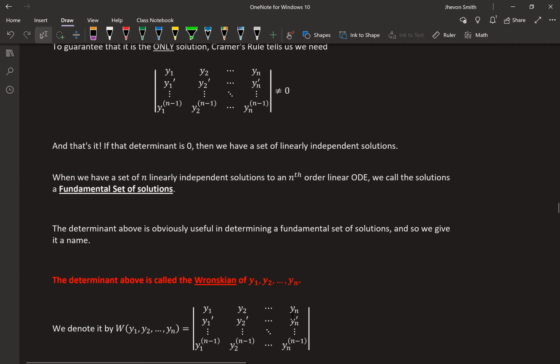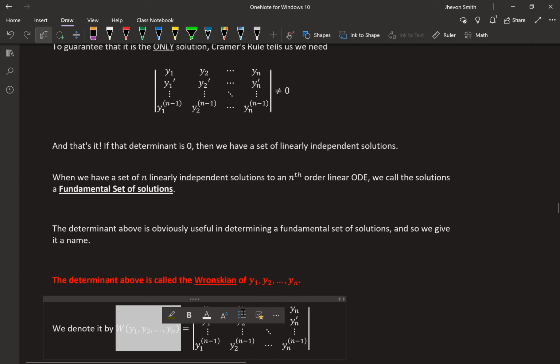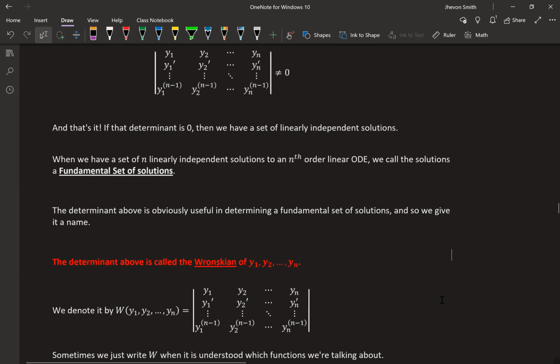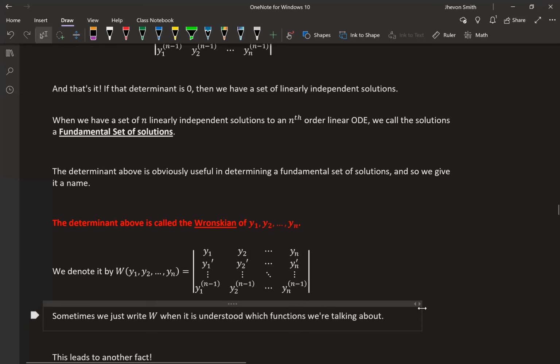The Wronskian is a determinant, right? You think of it as a function. It's the Wronskian of the functions y1 through yn. It's just this specific determinant here. Now, sometimes we leave off the functions and just write W when it's understood what functions we're talking about, but that actually is the determinant. This is called the Wronskian, and as long as it's not zero, we can know that all the functions here are a fundamental set of solutions. So how do I know if a set of functions are linearly independent?